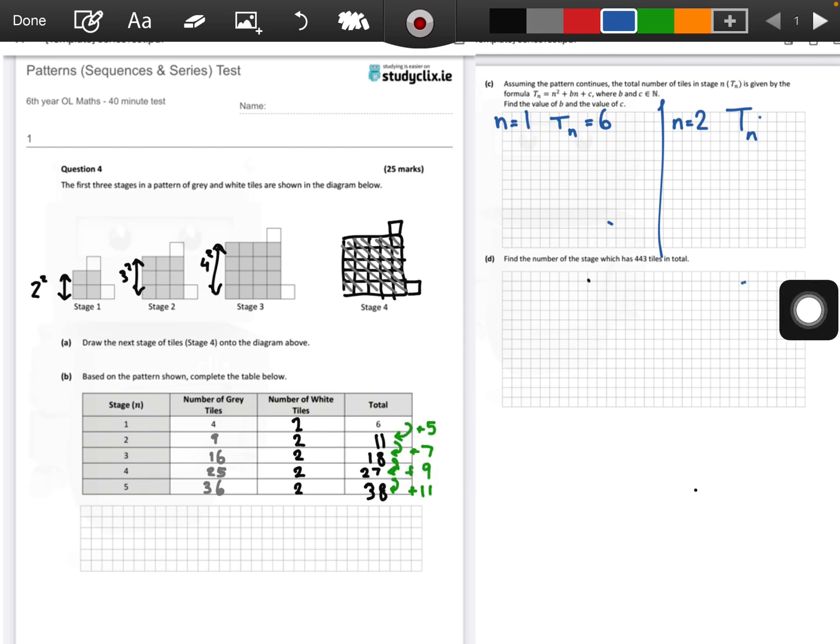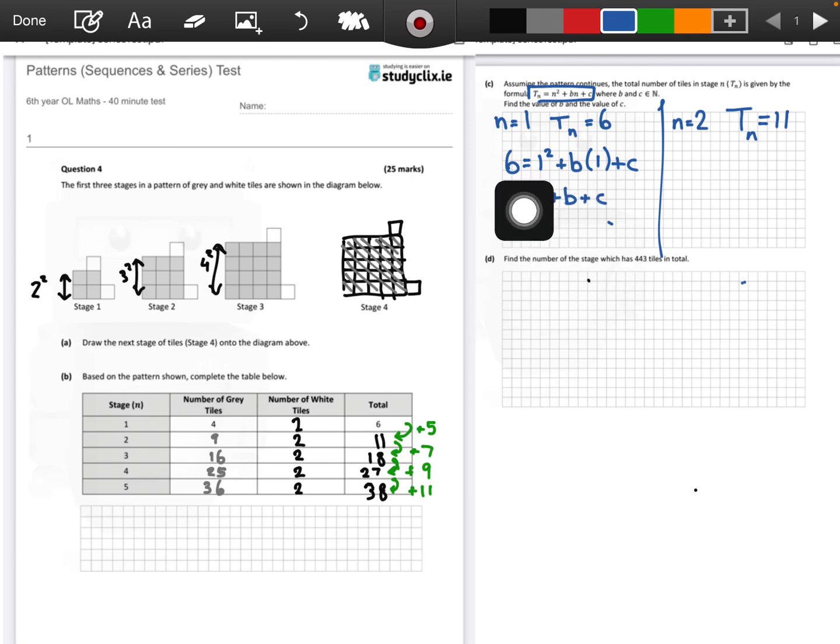So t of n will be 11 in this case. Okay, so I could do it this way: 6 is equal to, and I'm just going to fill in this equation here. So 6 is equal to 1 squared plus b times 1 plus c. So I get 6 is equal to 1 plus b plus c.